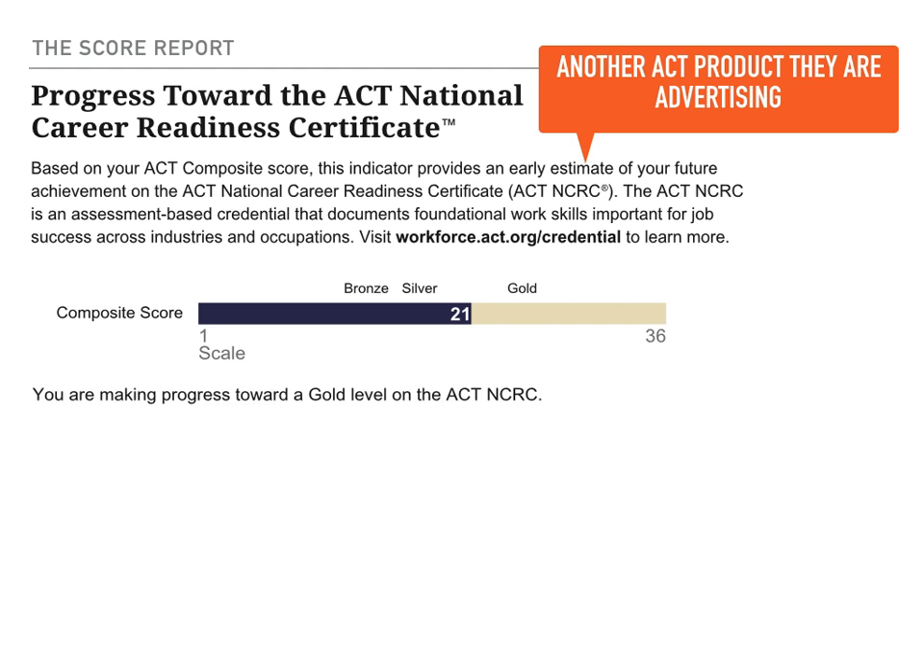Here's another thing that is also on the score report. This is progress toward the ACT National Career Readiness Certificate, which is another ACT product that they would love for you to purchase. I don't actually know of anybody that uses this. I don't know of any companies that use this, but maybe they're making headway into the market.